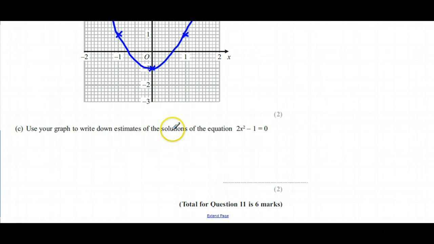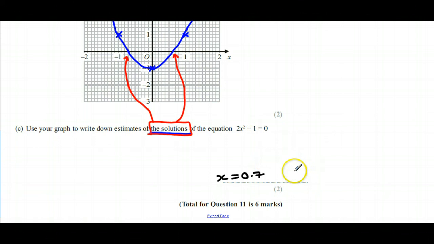It says use your graph to write down an estimate of the solutions. Now, the solutions are where the graph crosses the x-axis. So one is there and the other one is there. By the look of my graph, we've got that point there, which would be -0.7, and here, which will be the positive version of it. So those are the two solutions.